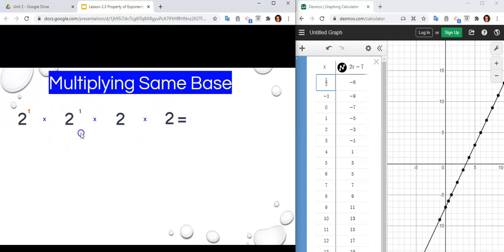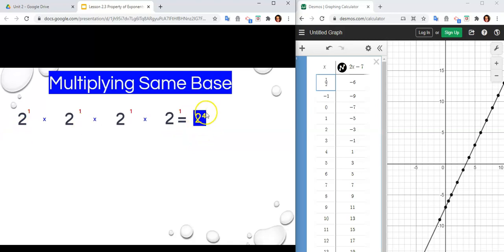All numbers have an exponent of 1. They're just not written there, but you need to know that 1 is there. Now, since they all have the same base, I'm multiplying 2 times 2 times 2 times 2. All of these 2's are the same. They have the same base, so I can write this as 2 to the 4th power.